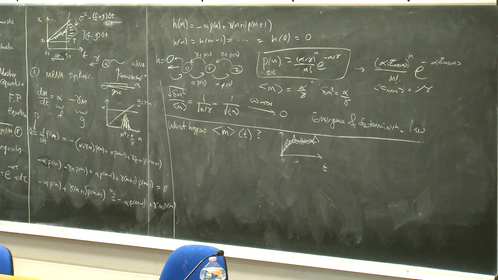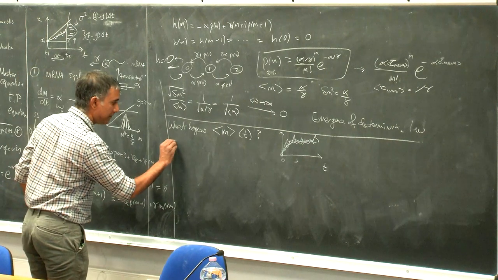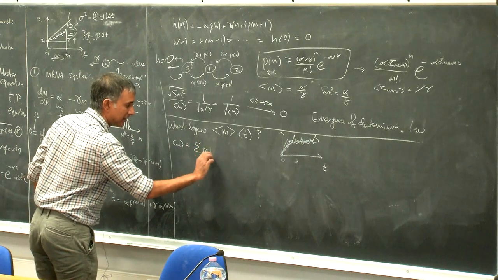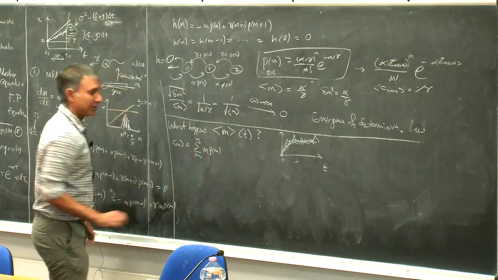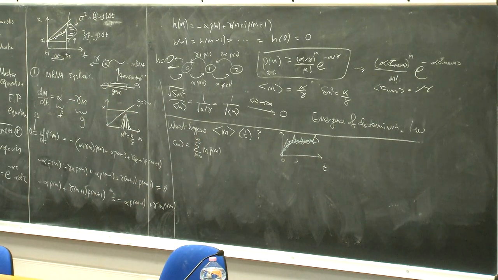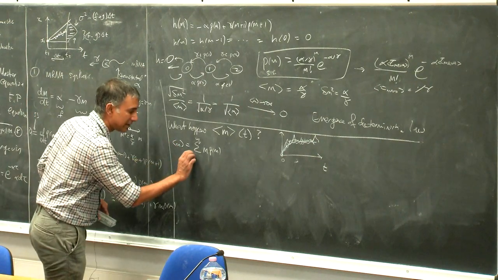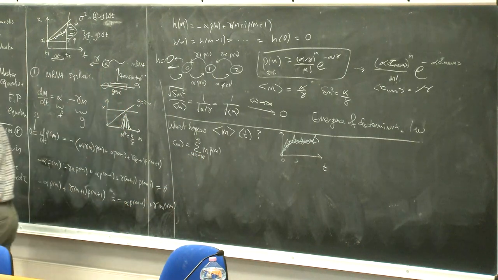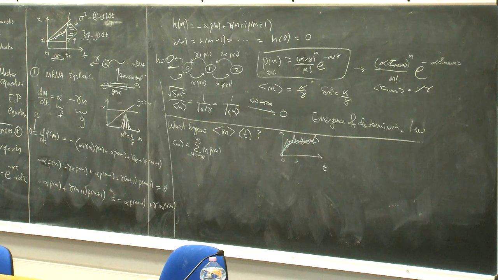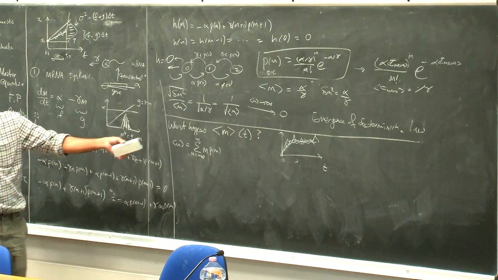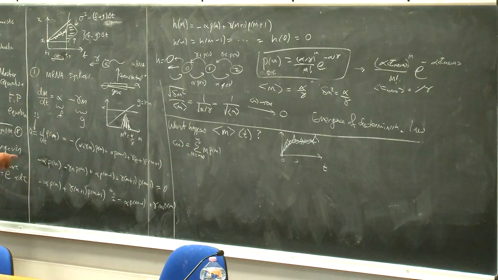Any ideas on how we can understand just that blue curve from this equation? Remember, this is an infinite stack of equations. That blue curve is just one variable as a function of time. Yeah, just multiply it out. So what do we want? M is, in fact, the sum of m p_m from m equals 0 to infinity. In fact, it's the sum from m equals minus infinity to infinity, because p of m for m equal to minus 1 and all negative numbers is 0. So I haven't added anything to this. I need to know what happens to that sum.